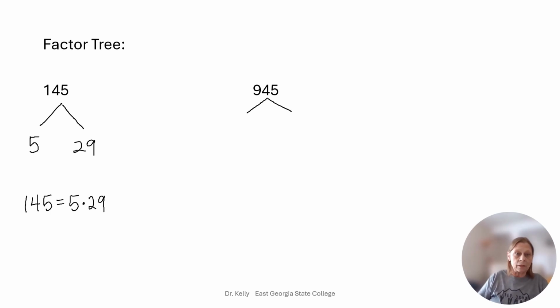When we take a look at this guy, nothing jumps out really straight at me, so I'm going to go ahead and divide it by 5, and when I divide by 5, I get 5 and 189. As I keep on going, 189 is 3 and 63. 63 breaks down as 3 and 21. And 21 breaks down as 3 times 7.